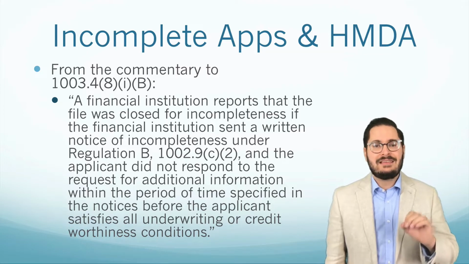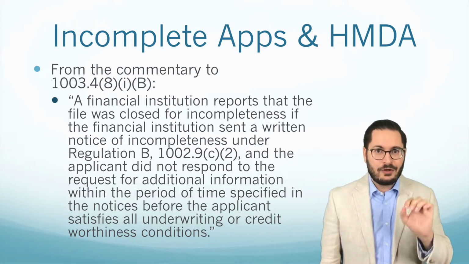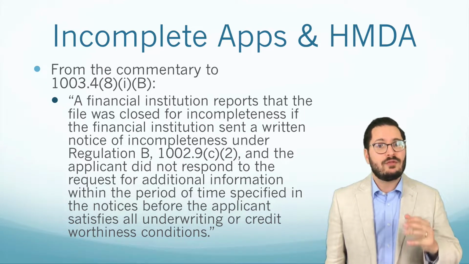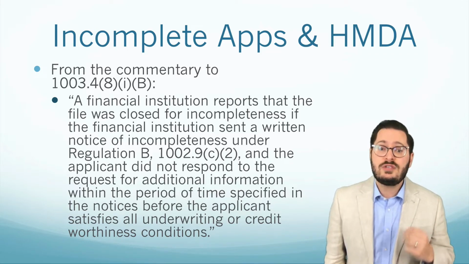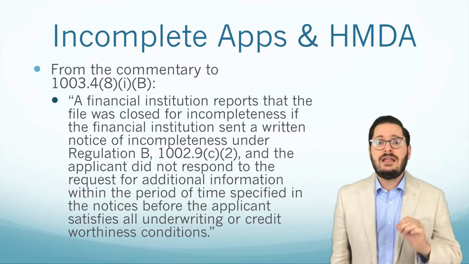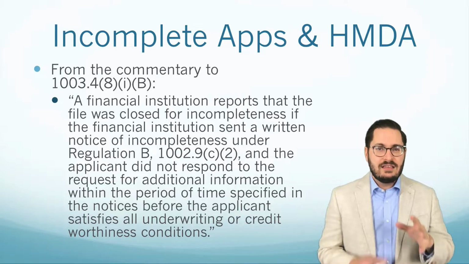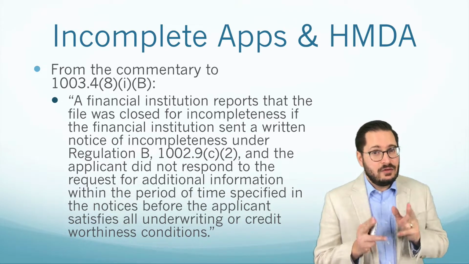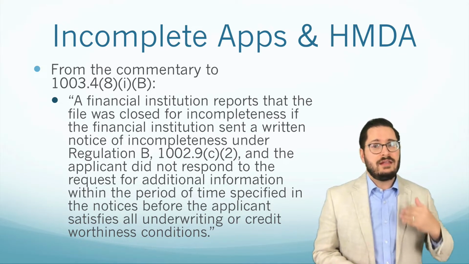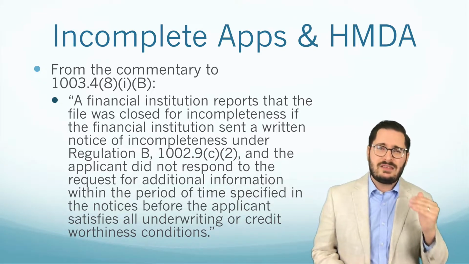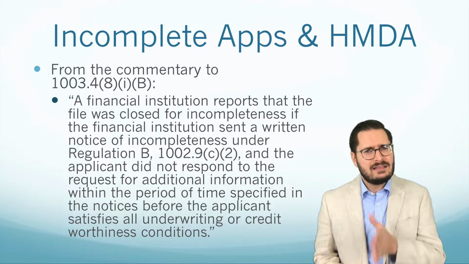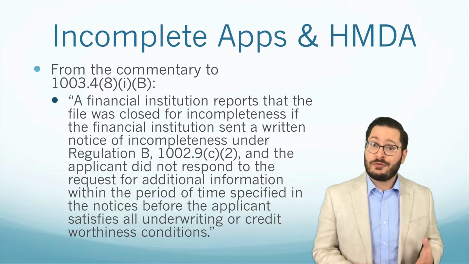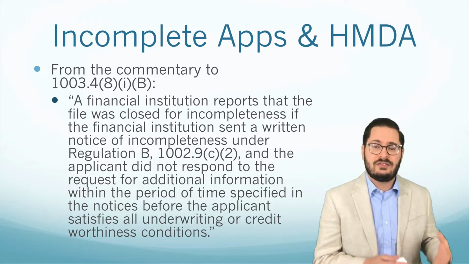Well, what this is saying is in order to report a loan on your HMDA LAR as closed for incompleteness, you have to have complied with Regulation B, specifically 1002.9(c)(2), because 1002.9(c)(2) of Regulation B is the part of the rule that says you can send a notice of incompleteness to the applicant. When you do that, you give them a time frame, tell them what's needed, and then if that time period passes and they don't reply to you, then you don't have to send a denial notice. That's what the rule says. The notice of incompleteness is an alternative to a denial notice.